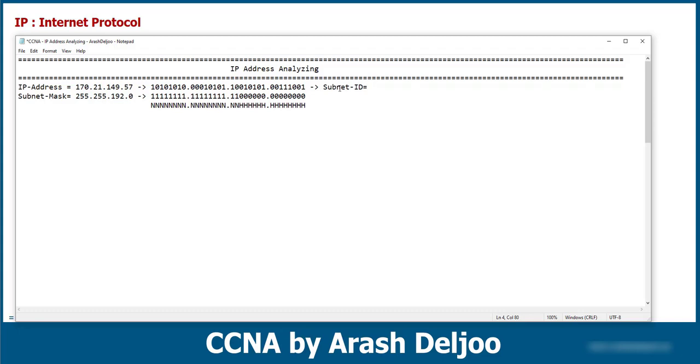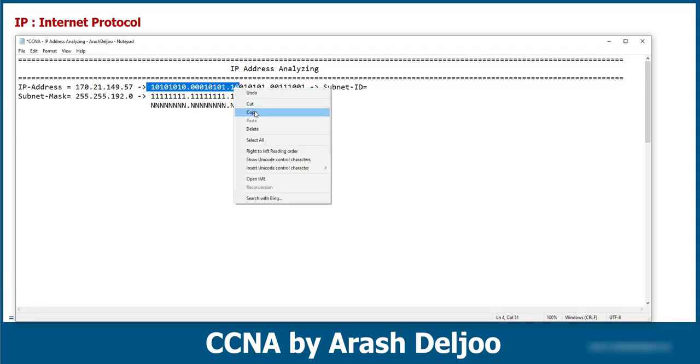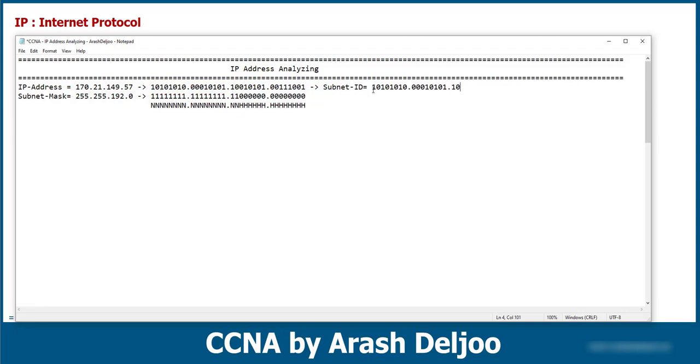You can use 0 instead of the host bits to find the subnet ID. Let me write here. I can copy this part. This is the network part of the IP address. After that, instead of the host bits, we can use 0. Let me use 60 here, 1 2 3 4 5 6 dot, again 80 80. That's it. Now we have the subnet ID.